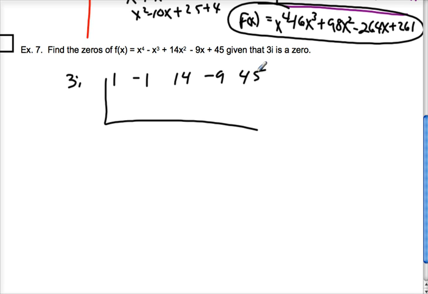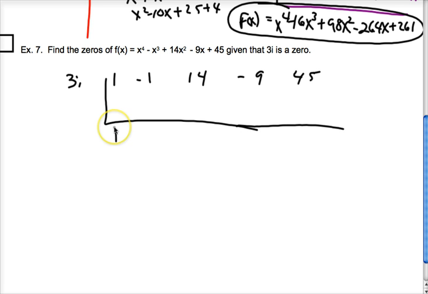Wow, does that work? Well, first off, when I do 3i, I'd better leave some more room between numbers. So let's go negative 1, 14, negative 9, 45. This is kind of cool. So I'll bring down the 1. 1 times 3i is 3i. Add, you get negative 1 plus 3i.